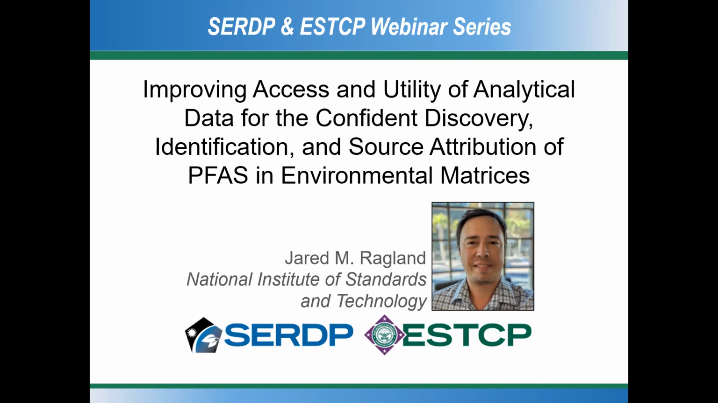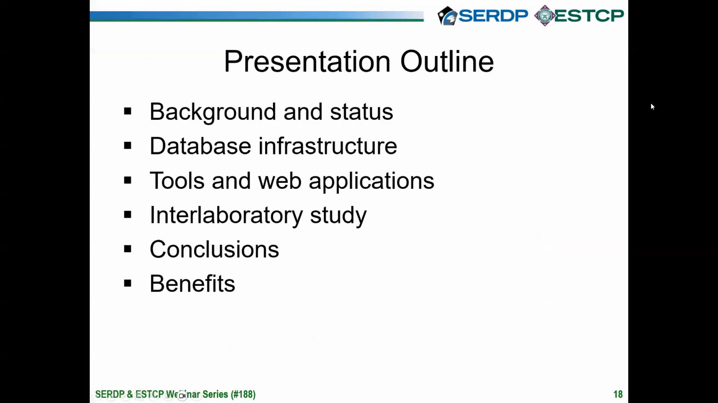Thank you for the introduction, and thank you to all who've joined us today for your interest, and thanks especially to my co-investigators on this project, Drs. Benjamin Place and Jessica Reiner, also at NIST. I'll be giving an update today for project ER20-1056 about improving access and utility of data. So we'll start with some background about the project, discuss the portable database infrastructure that's been put together to support that, and introduce you to some of the tools that are included. I'll talk briefly about the upcoming interlaboratory study that we'll be conducting in 2024, and then wrap up with conclusions and benefits we believe the project will provide.